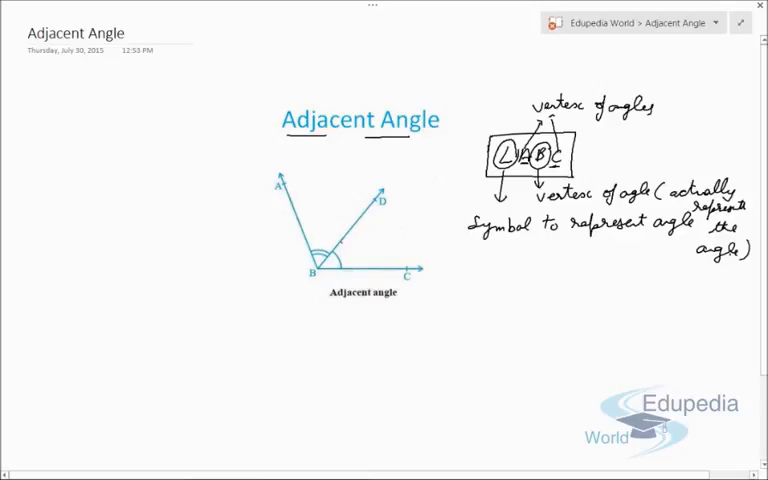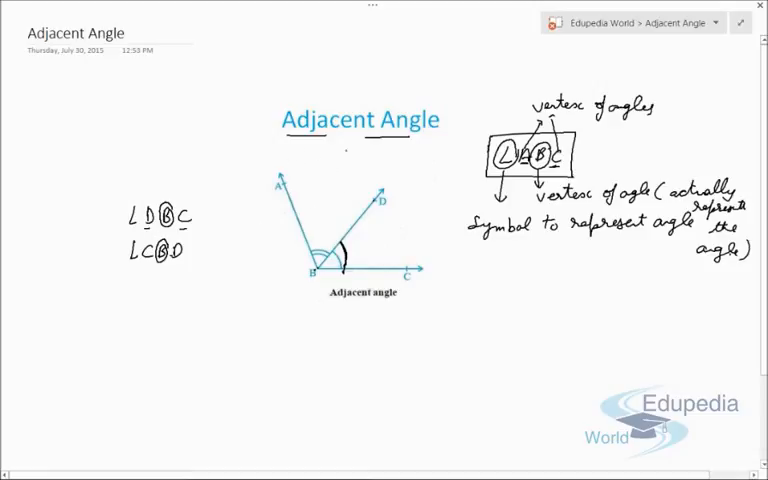Suppose we want to write this angle, so we'll write angle DBC. Why B? Because this is the angle's vertex, so it will be D, B and C. So this is how you can write that angle. The same angle can also be represented by angle CBD. So the vertex should always be in the middle. It doesn't matter where you start the angle. So this is the basic concept of how we can write the angle.